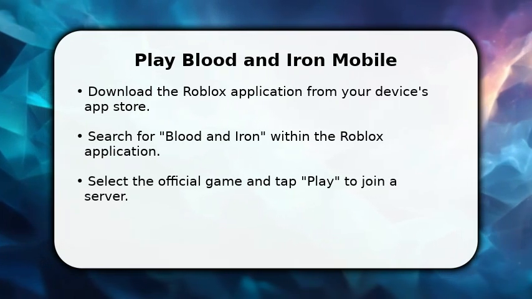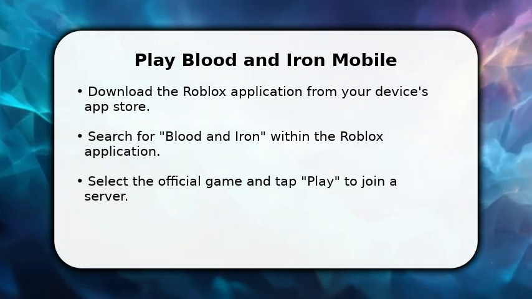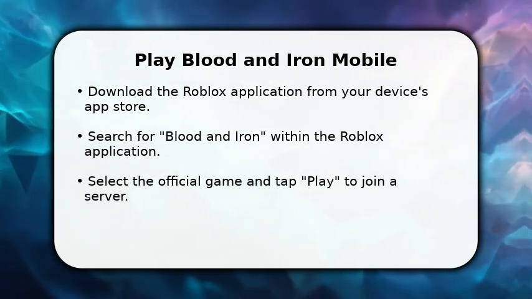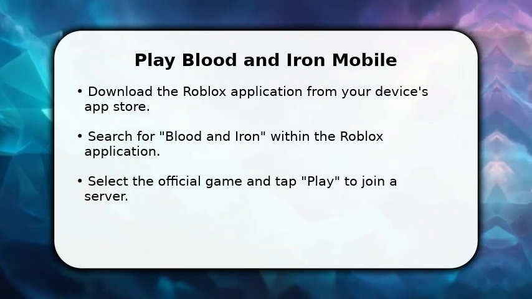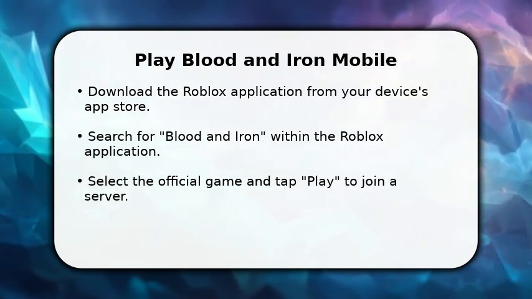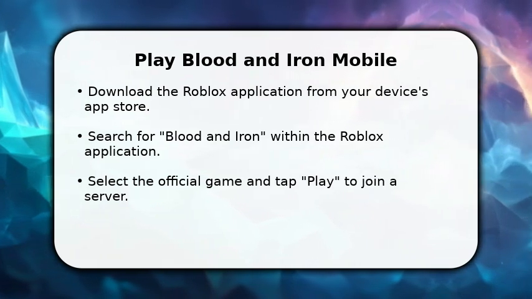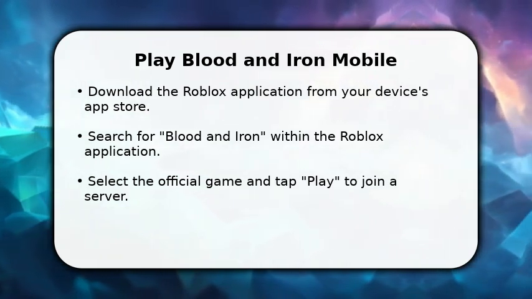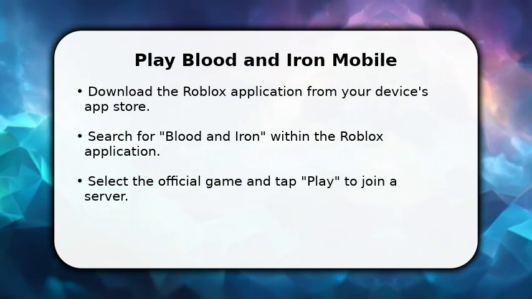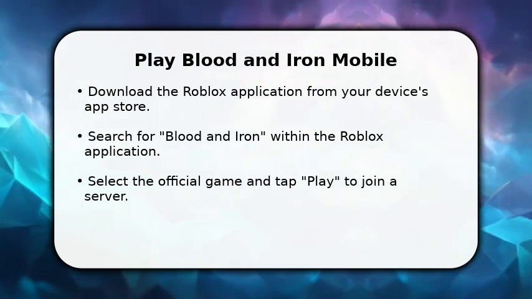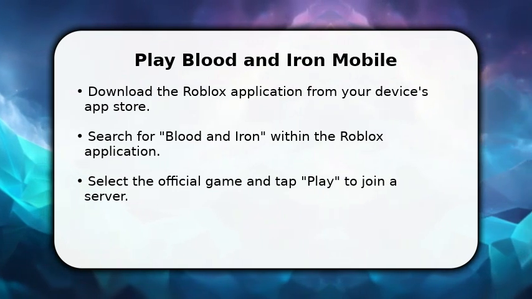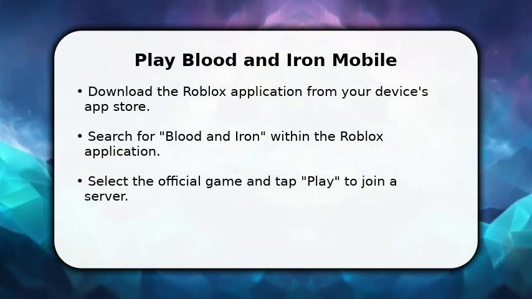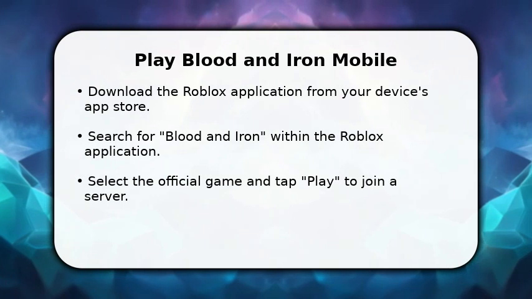In this video, I will explain how to play Blood and Iron on Roblox Mobile. First, ensure you have the Roblox application installed on your smartphone or tablet. Open the application and use the search bar at the top to find Blood and Iron. Once you locate the official game, simply tap on it and then press the play button to enter a server and begin your adventure. It's a straightforward process to get started.